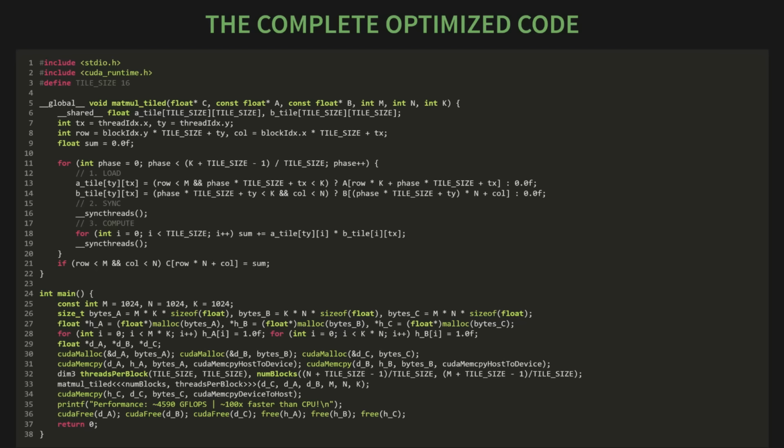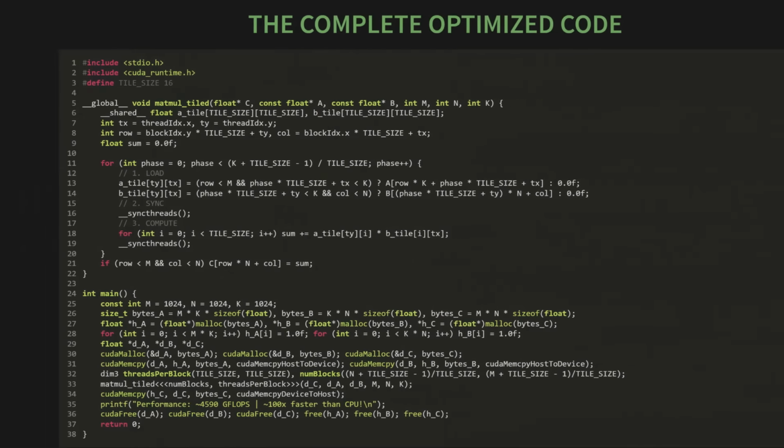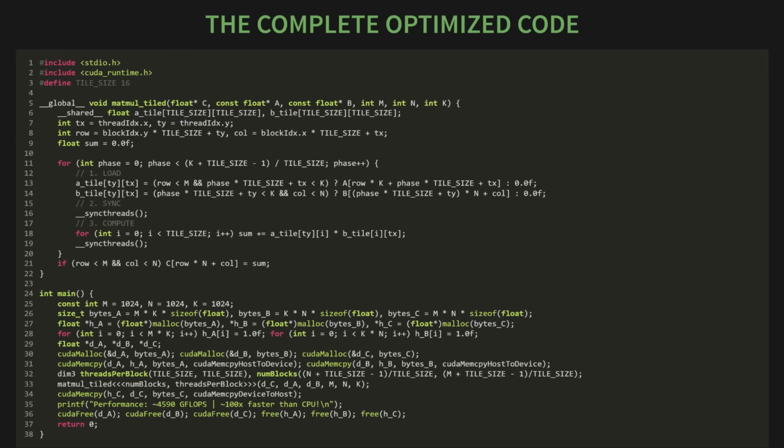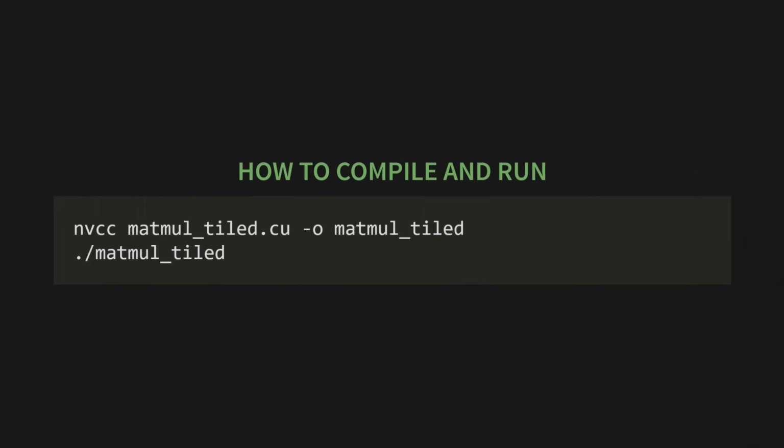You can see the shared keyword creating our workbenches, A-tile and B-tile. And the real magic happens inside that main for loop. The rest of the code is very similar to what we had before, just setting up our matrices and launching the kernel. And how do you run it? Simple. Compile with nvcc and run the executable.